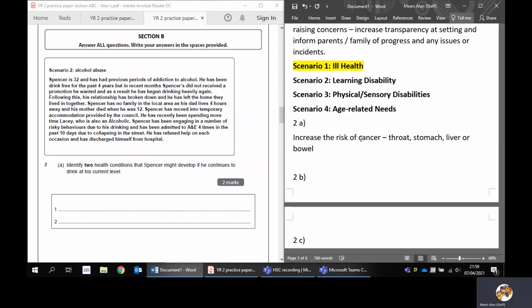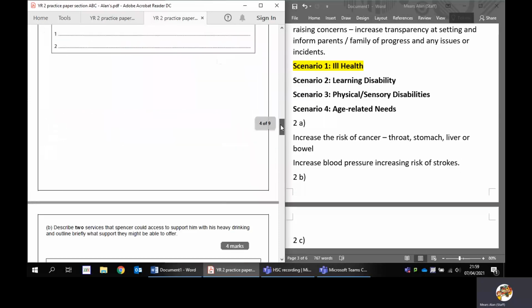We could also put increased blood pressure, increasing risk of strokes. Okay, there we go. So 2 health conditions straight off the bat.